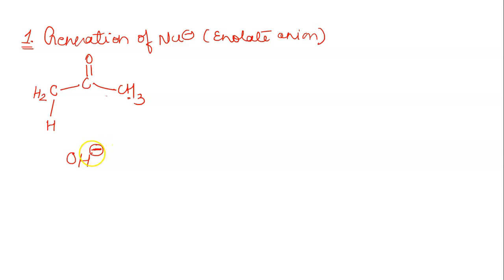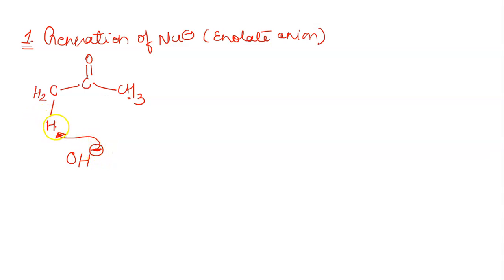Now by definition, bases are electron donors. So the OH minus can donate the lone pair to this H. Now this H is acidic. It means it will be removed in the form of H plus. So what happens is that the base comes and abstracts the proton. This OH is going to form a bond with this H, and this bond formation requires 1 pair of electrons, and the electron pair is donated by OH minus. So this lone pair is converted into a bond.